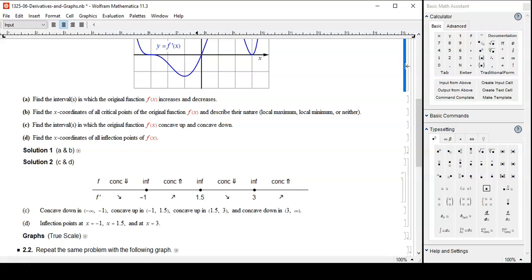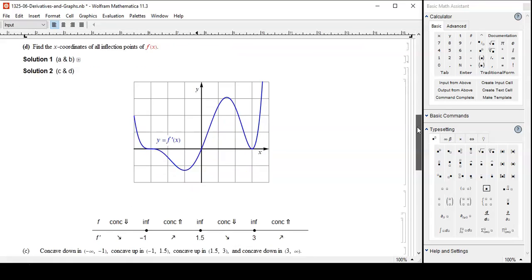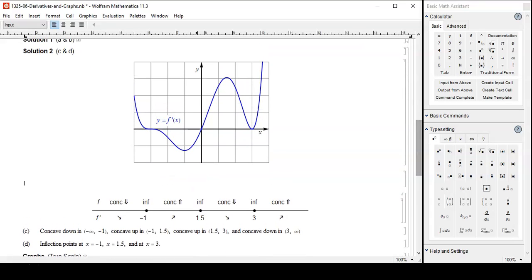Here's the answer key, and let me copy and paste this. Let's analyze a little bit further. Now look at the derivative function, decreasing here, coming down. The derivative function is decreasing, so the original function must be concave down, like this.